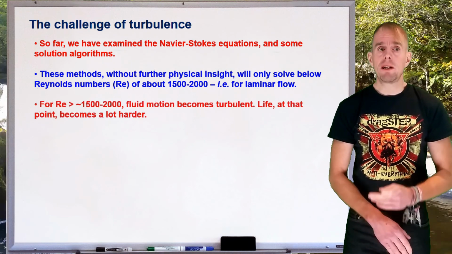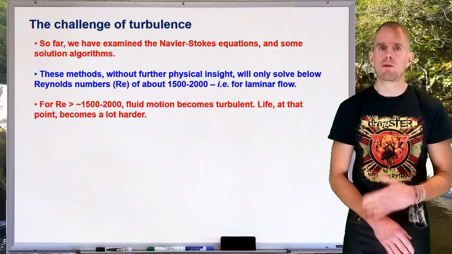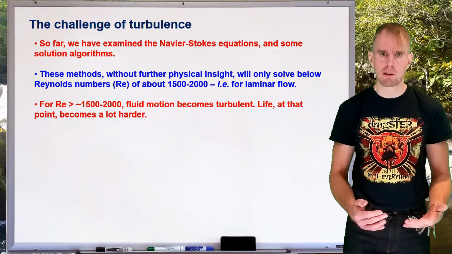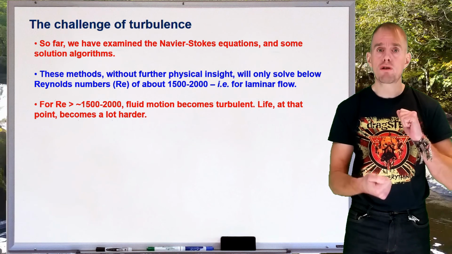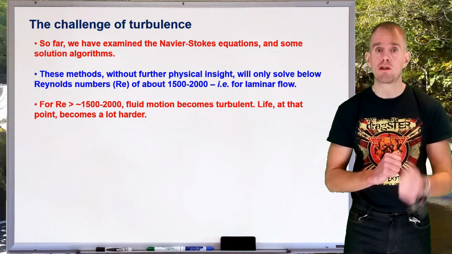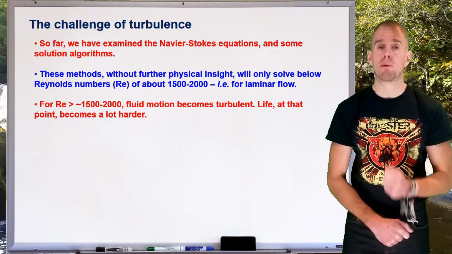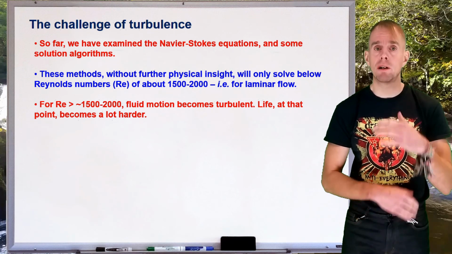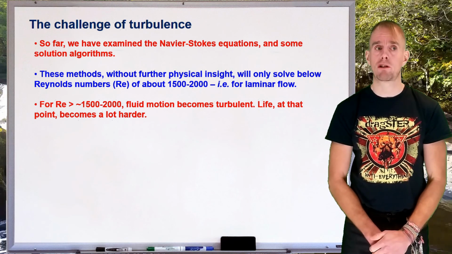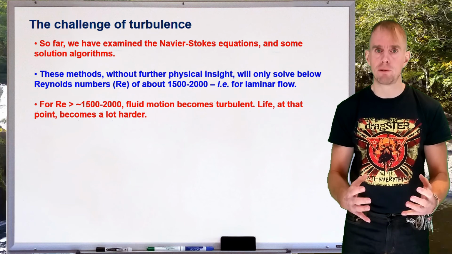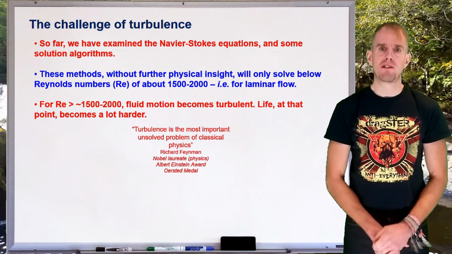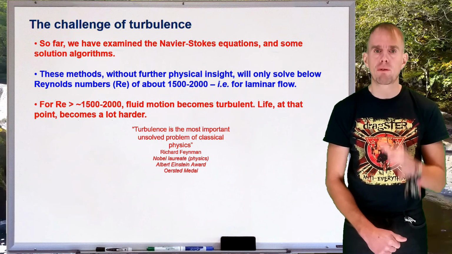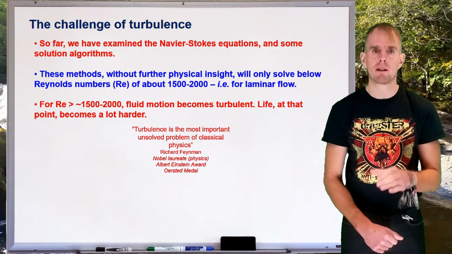However, as soon as we exceed roughly 1500 or 2000 Reynolds number, depending on our flow geometry and the physical conditions, our flow will suddenly trip to being transitional and then turbulent. And at that point, life becomes a heck of a lot harder because we have random, chaotic vortex motion dominating the flow. There are two quotes that I'd like to give you that concern turbulence, both of which I think frame the problem that it poses very, very nicely.